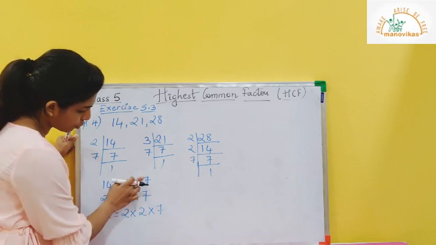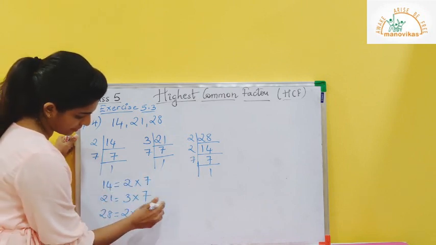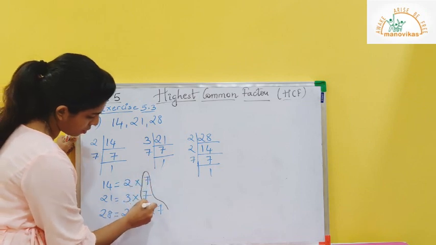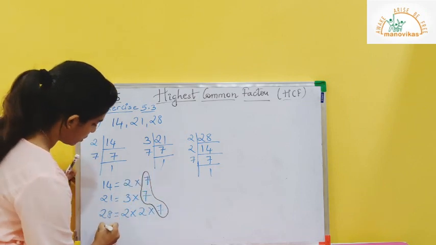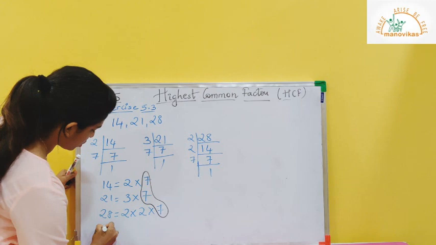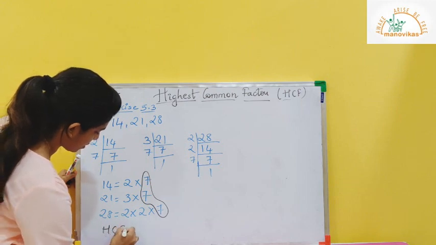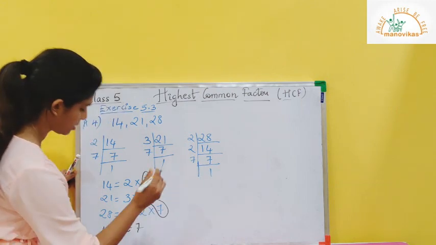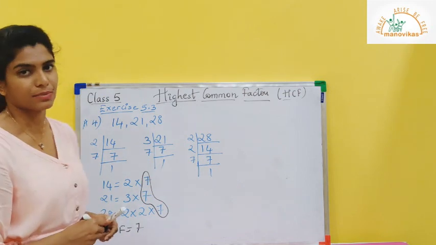So I move on to the next number, 7. 7, 7, 7. So this is the common prime factor. So only 7 I got. HCF is equal to 7 is the answer.